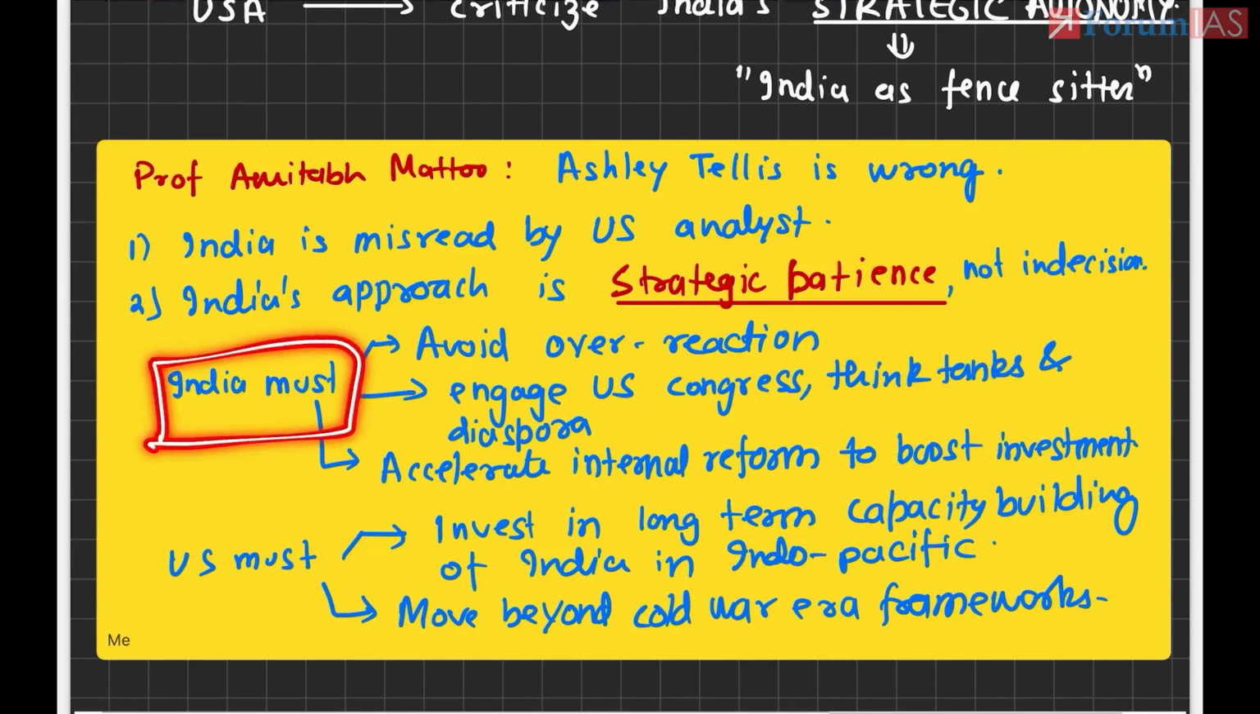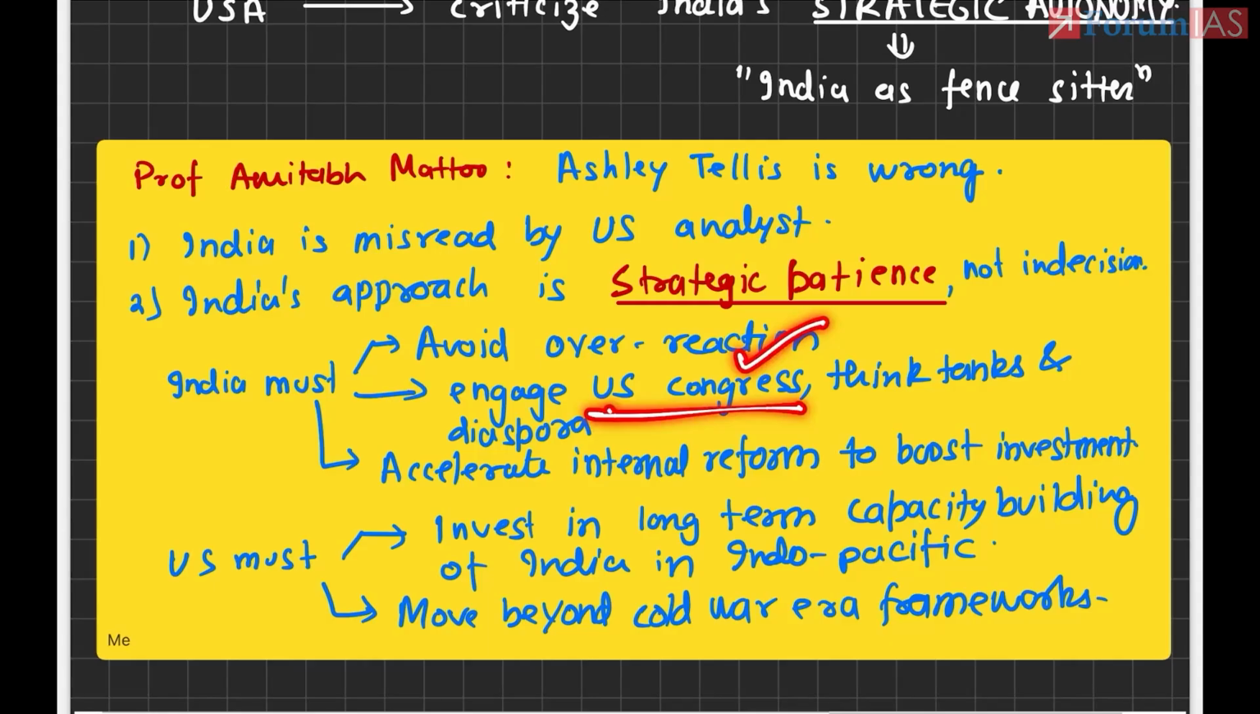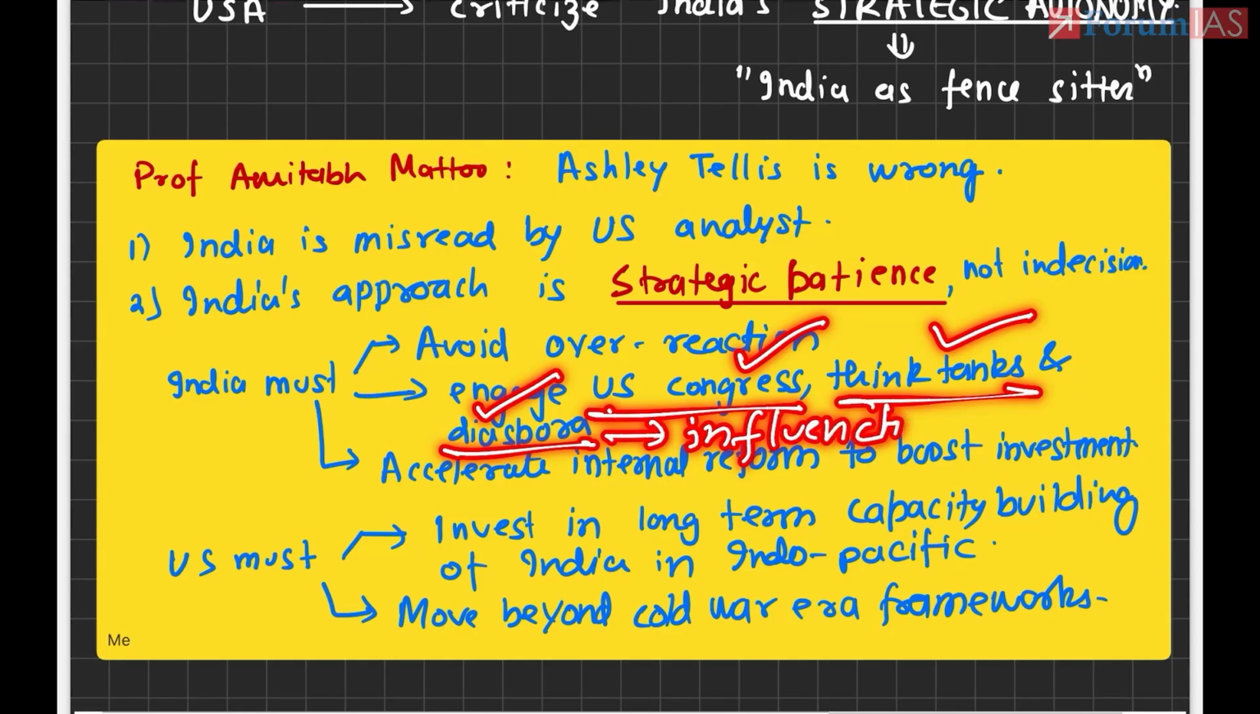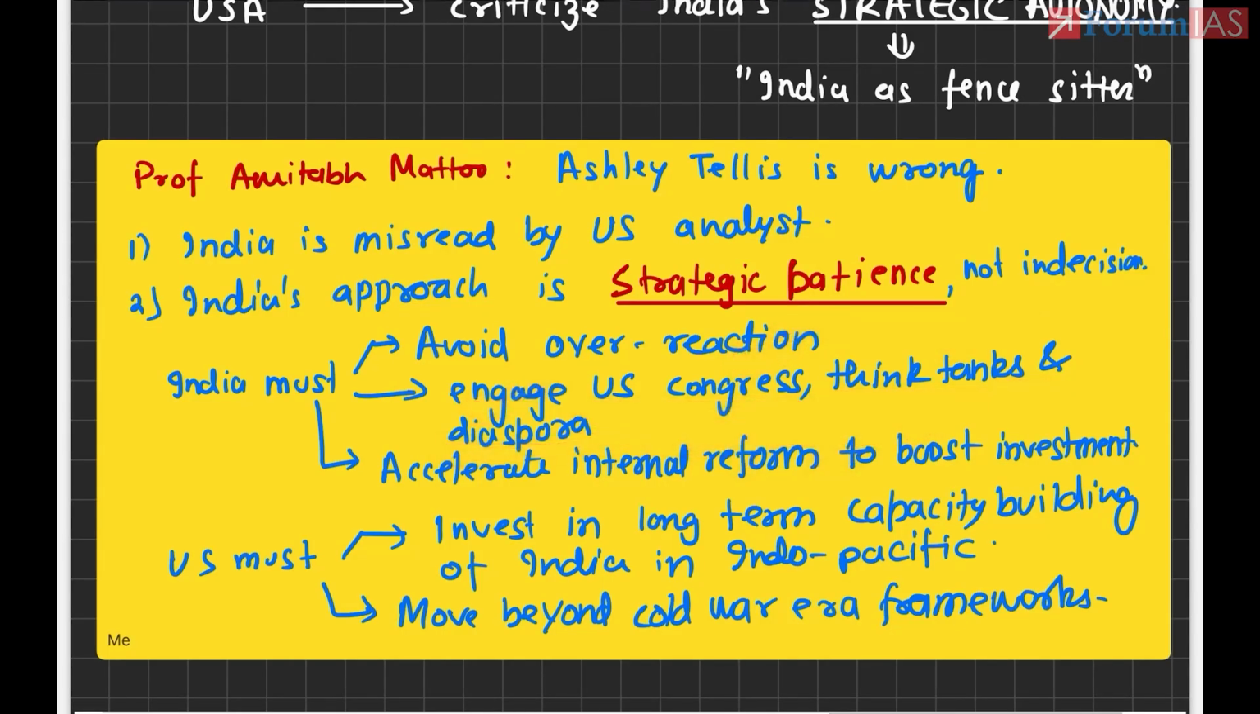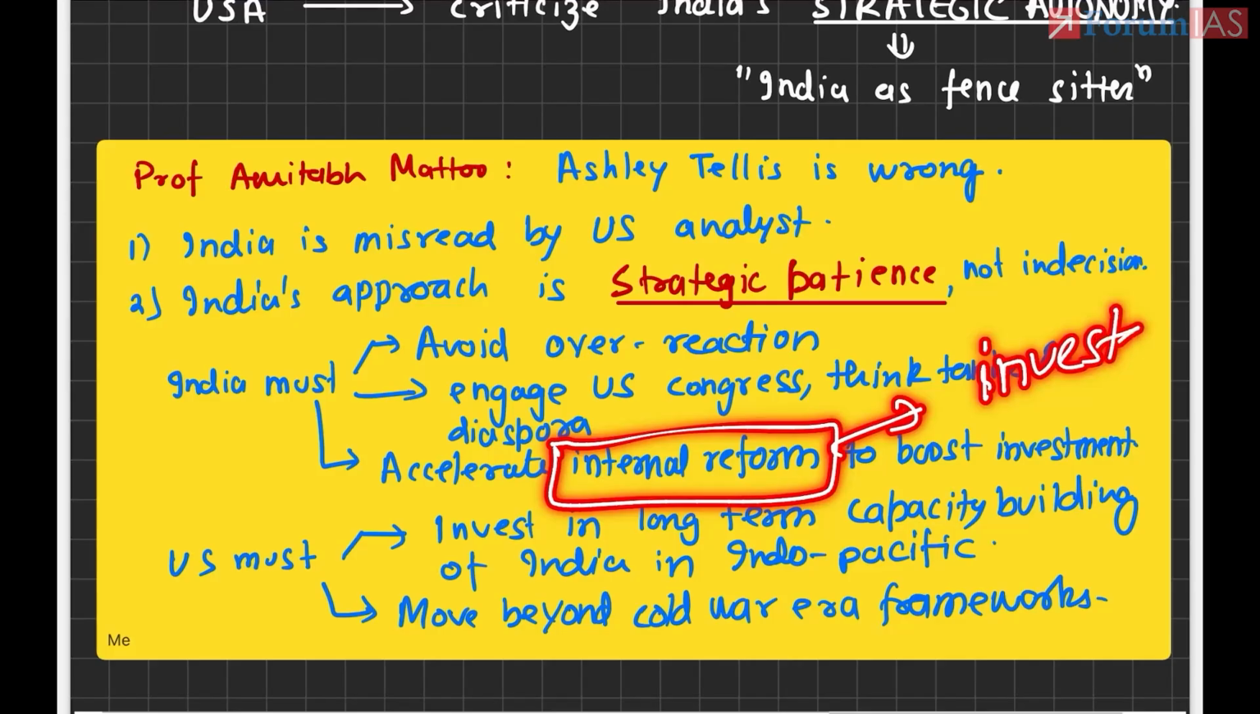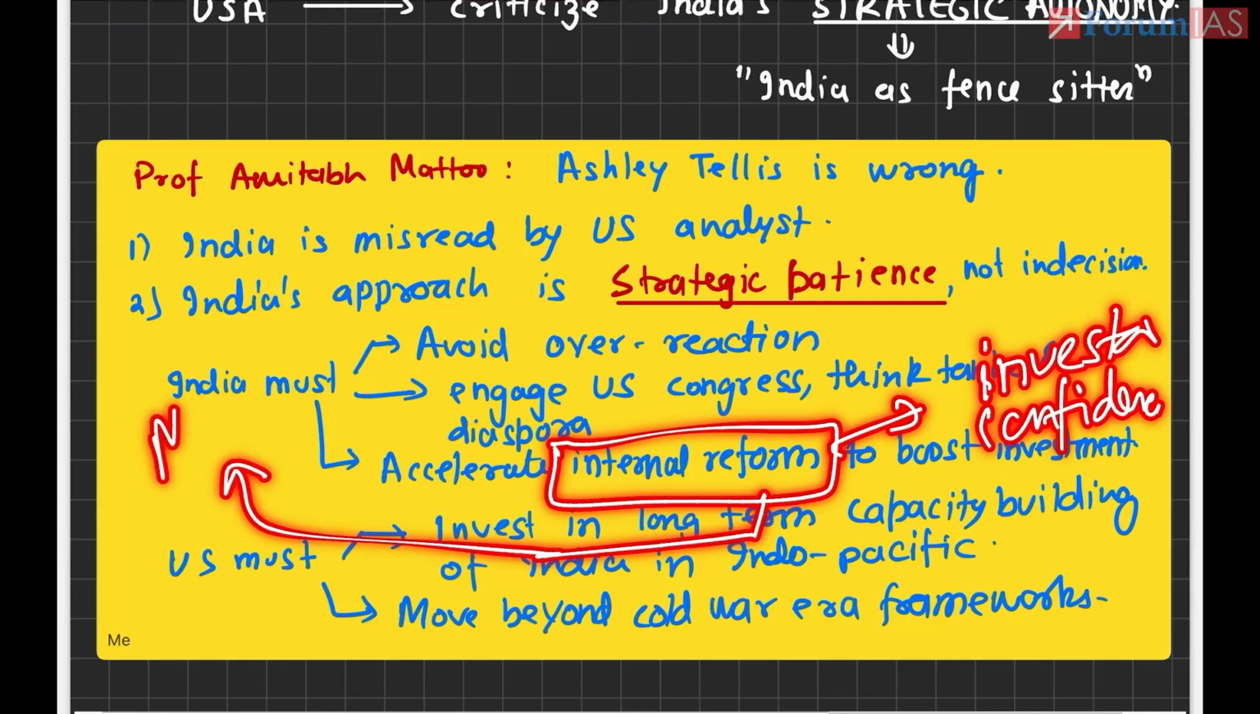What India should do? India should avoid overreaction. Apart from the US government, India should engage with its Congress, with its think tanks, and the Indian diaspora, which is very much influential in the USA. India should also accelerate some internal reforms that will boost investor confidence, because what the US wants is market access in India.